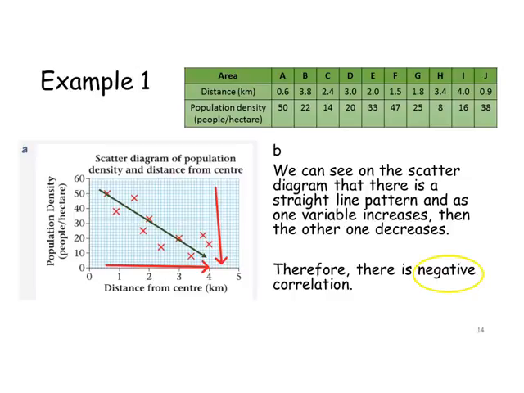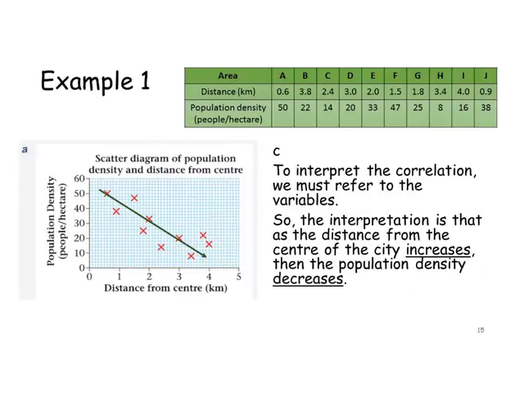Part C is to interpret the correlation. So what do we mean by interpret? Well, when we ask you to interpret the correlation, what we mean is to consider the actual variables, and we must refer to the variables, the context of the question.